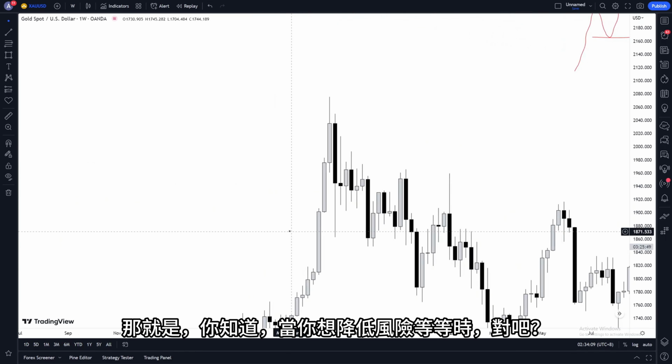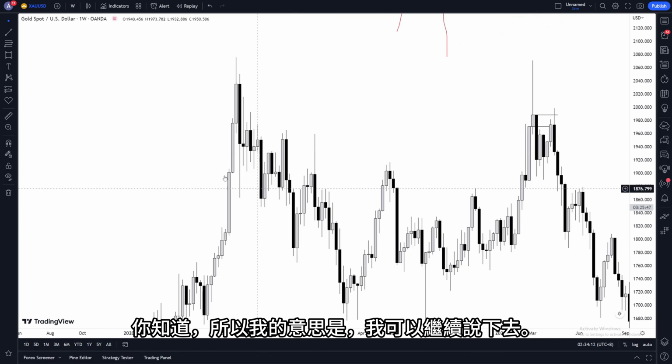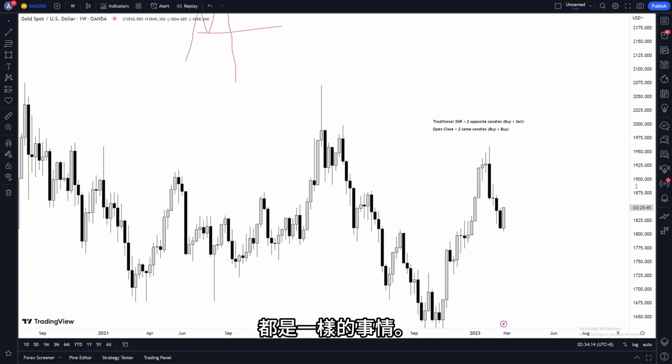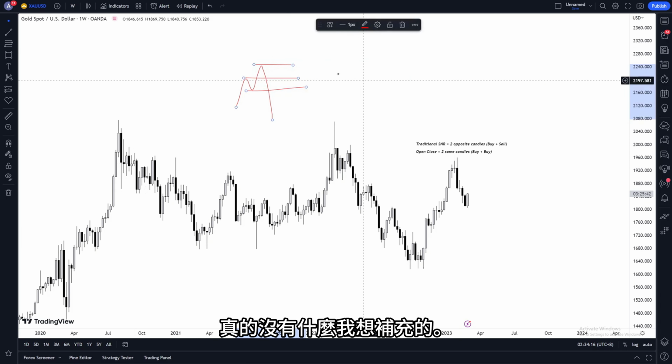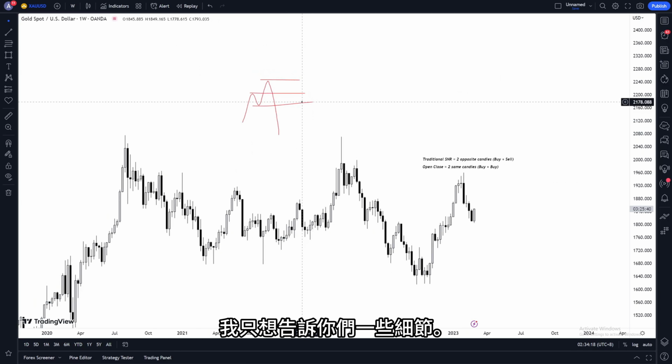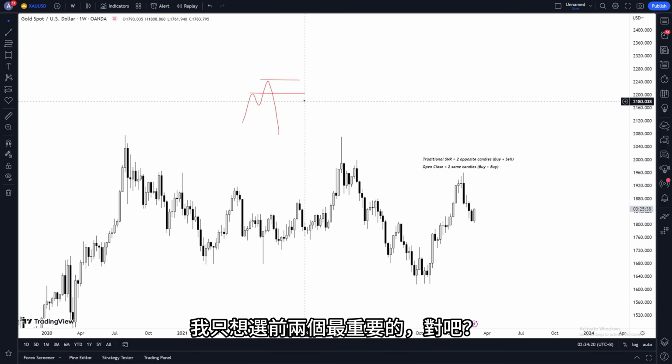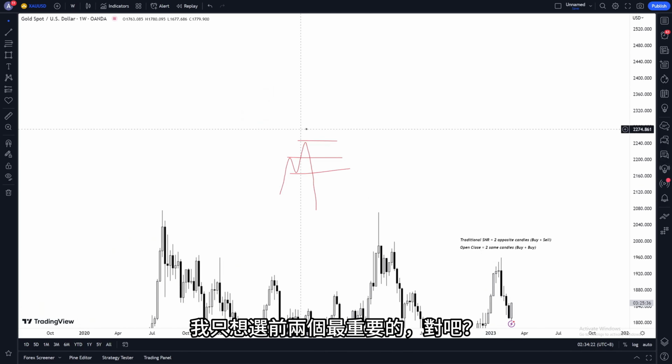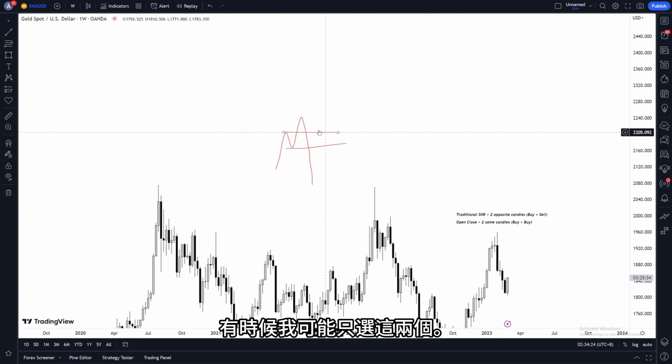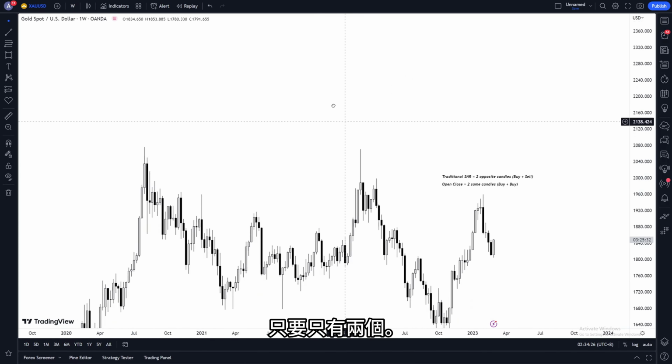I could go on and on. It's just the same thing. There's really nothing much else I wanted to add. I just wanted to tell you guys that little bit of detail. So when I have something like this, I would prefer to take just the top 2. Sometimes maybe I just take these 2. As long as it's only 2. That's what I like to split my risk with. Just 2 areas, that's it.